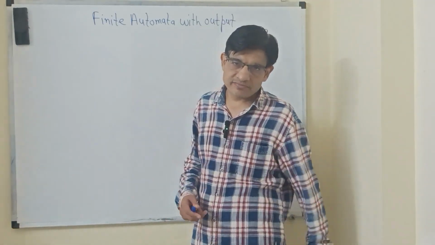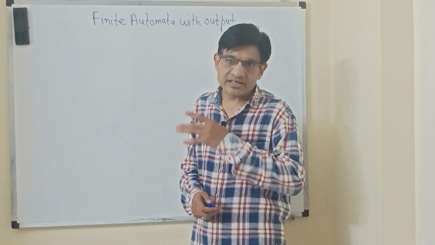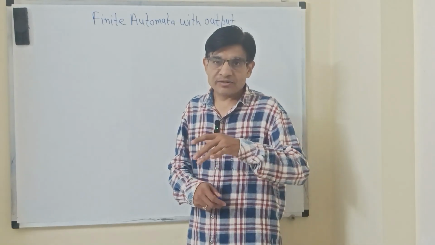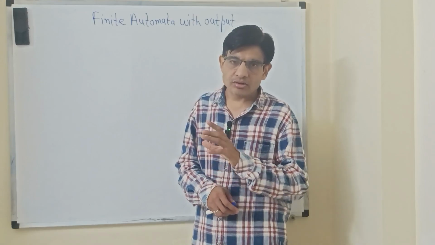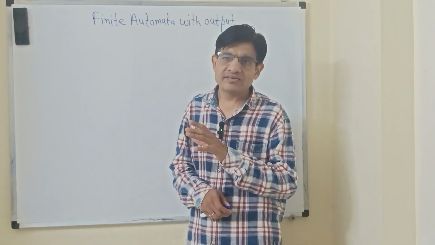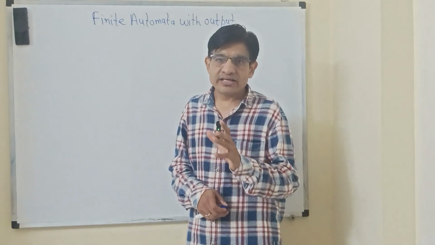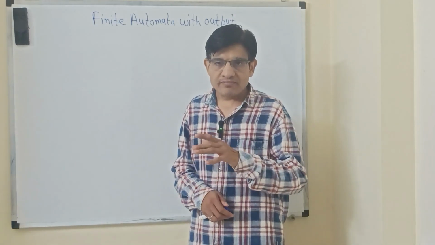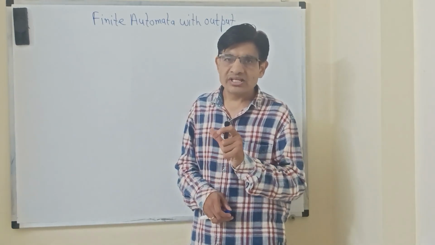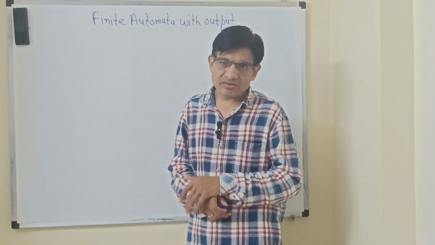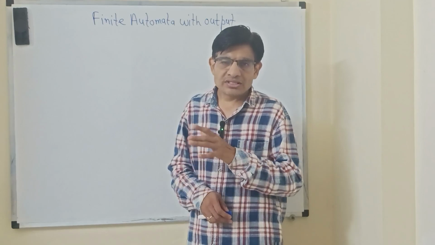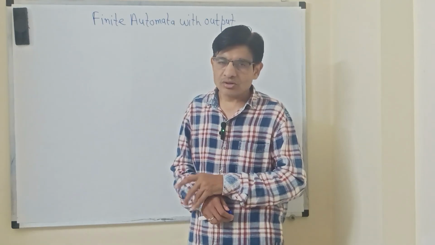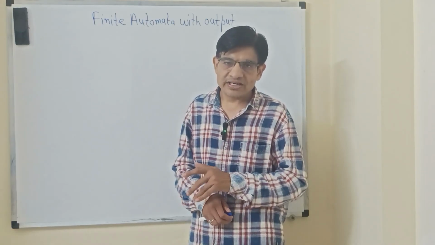In today's video, we will discuss another variant of finite automata that provides some output. In all earlier videos, we have seen all the FA that we have discussed. They are known as finite automata without output. Why without output? Because they are providing only the binary output, either 0, 1 or valid, invalid, yes, no. These kinds of outputs are given by all these finite automata.